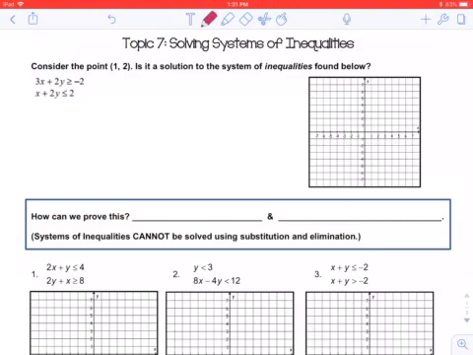Well, we've got many methods that we've learned so far, 3 specifically, but it says systems of inequalities cannot be solved using substitution and elimination. We have to use graphing and by plugging in points. So the only 2 ways you can solve an inequality. The reason why is substitution relies on knowing what something is equal to, and we don't have that with an inequality. And elimination relies on making sure that the equations have an equal component. So because we don't have any equal signs, we can't use substitution or elimination. We can only graph and then plug in points.